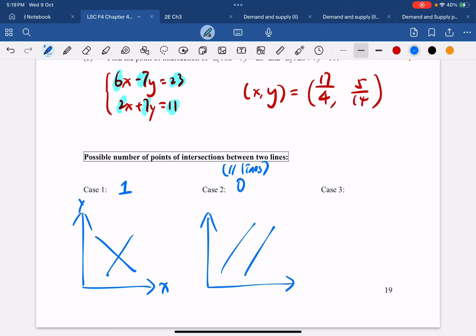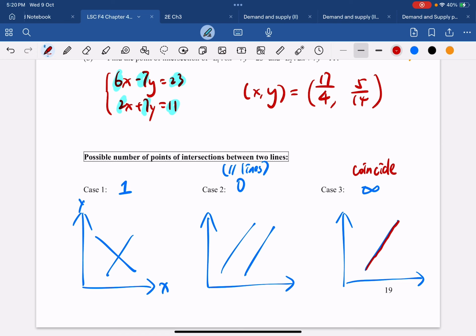The third case is that there is an infinite number of intersection points. Why? Let's say this line and then this line. Can you see that actually these two lines are the same, right? So we will say when these two lines coincide, then they will have an infinite number of intersections.